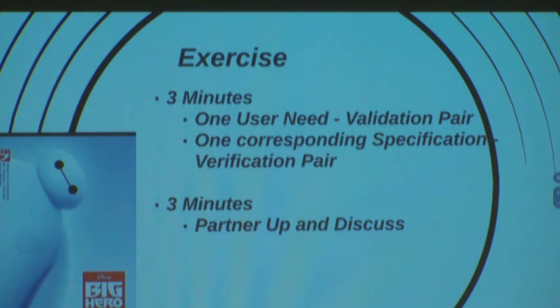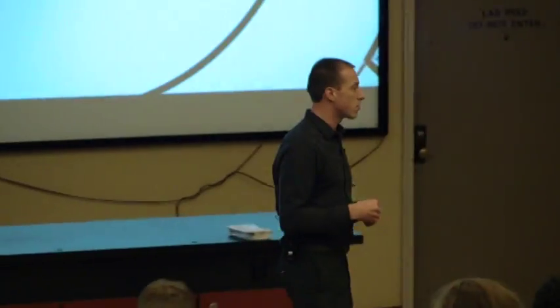What I'd like you to do is write one user need and validation pair. So you're going to write one user need. That's one of those broad functions of what a healthcare robot would do, a real healthcare robot, and write one validation test or propose a validation test. So you don't need to write a test protocol, just write one sentence what you would do to validate it. Corresponding to that user need, write one quantitative specification and then write at least one sentence verification as to how you would verify that. I'll give you a few minutes to do that and then we'll partner up and we'll discuss those. So go ahead and start on that.